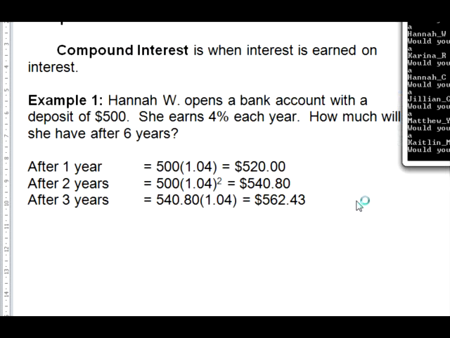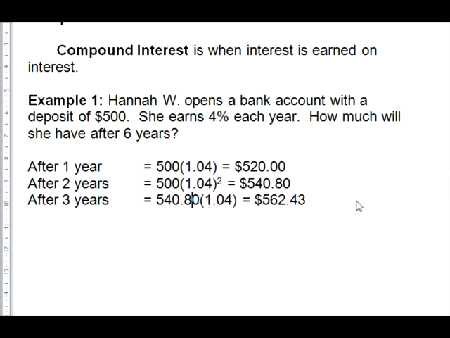Okay, we're going to continue on with Caitlin. Caitlin, what's another way that I can write $540.80? Hopefully what you said was 500 times 1.04 squared. Times that by another 1.04 and you get 500 times 1.04 cubed. Oops, that should be cubed. Okay, so this is looking really good now.